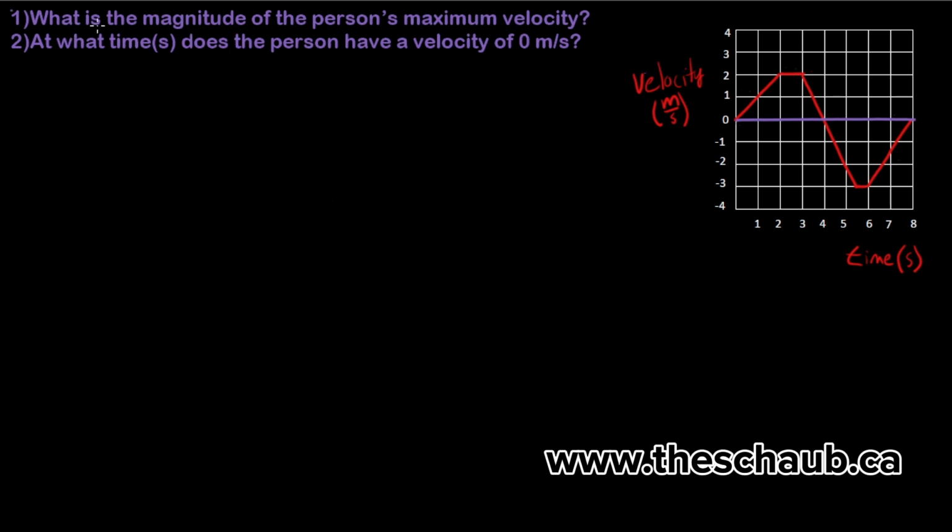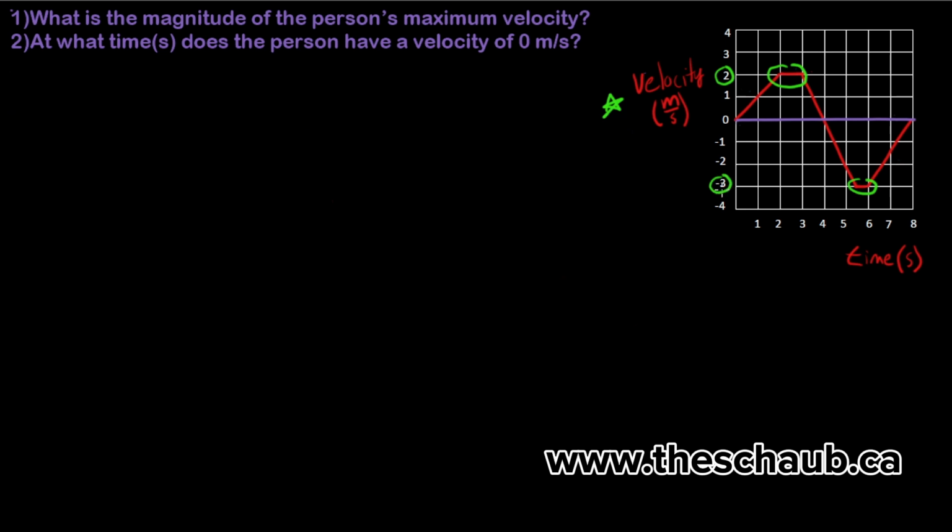In question number 1, we're asked, what is the magnitude of the person's maximum velocity? Well, remember, we're looking at a velocity time graph, so we can just read this off the graph. The max velocities occur at the peaks and the troughs of our graph. So here we have a peak with a velocity of 2 meters per second, and here we have a trough with a velocity of -3 meters per second.